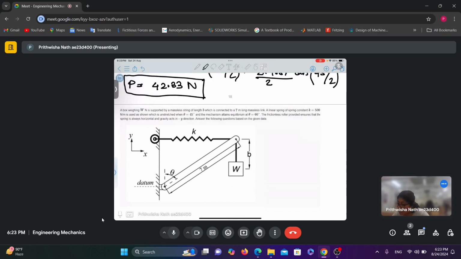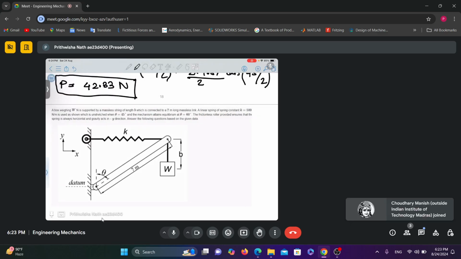A box which weighs W Newton is supported by a massless spring of length B, which is connected to a 7-meter long massless link. A linear spring of spring constant K equals 500 Newton per meter is used as shown, which is unstretched when theta equals 45, and the mechanism attains equilibrium at theta equals 60 degrees. The frictionless roller provided ensures that the spring is always horizontal and gravity acts in the -y direction. Answer the following questions based on the given data.